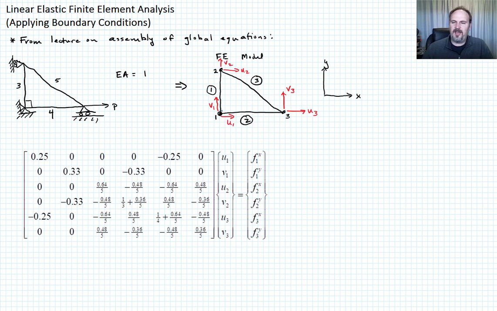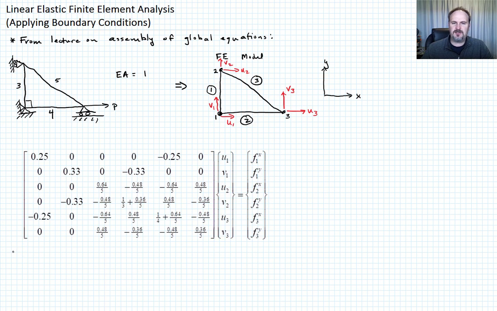So remember, we have 6 degrees of freedom. Each node has an x direction and a y direction degree of freedom. And so those nodal displacements are contained in this displacement vector. And then there are the forces and the reaction forces that are in this force vector, okay? So the question that we want to ask is how do we apply the boundary conditions?